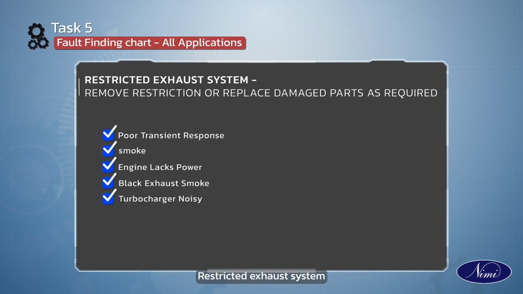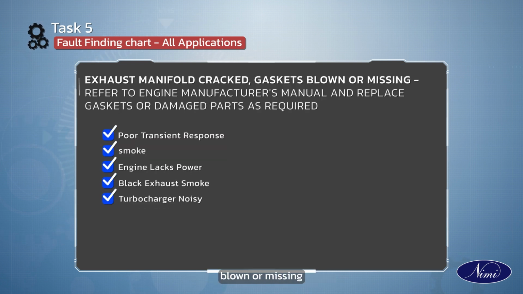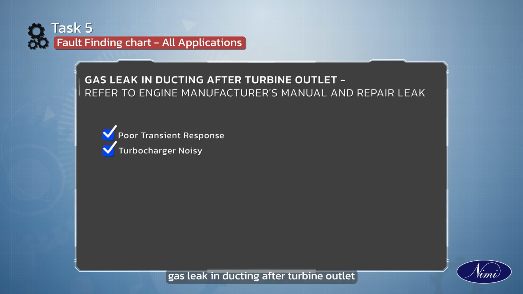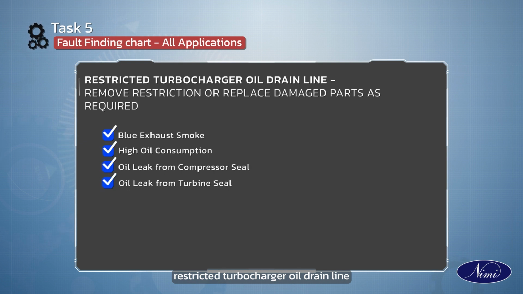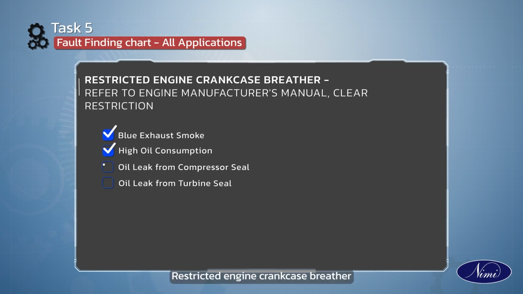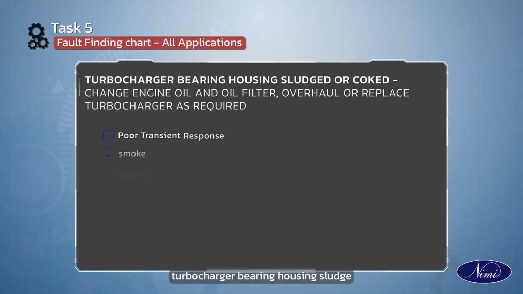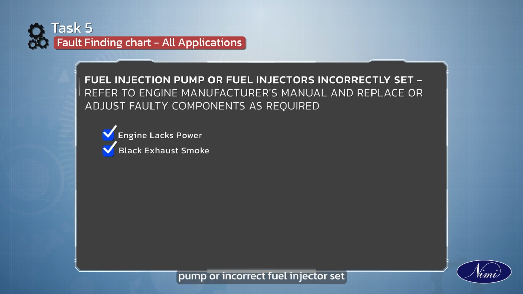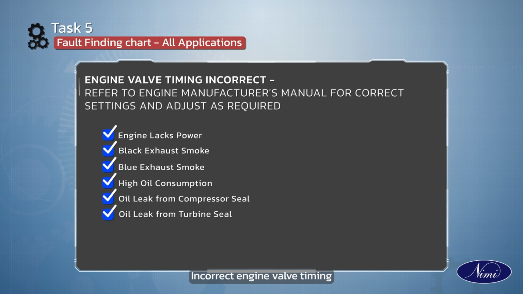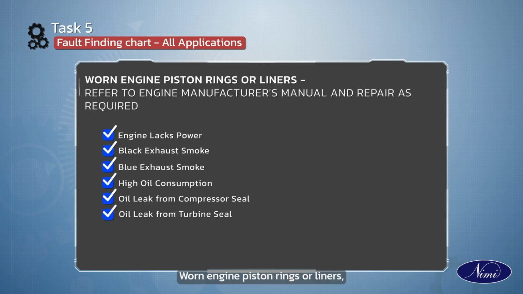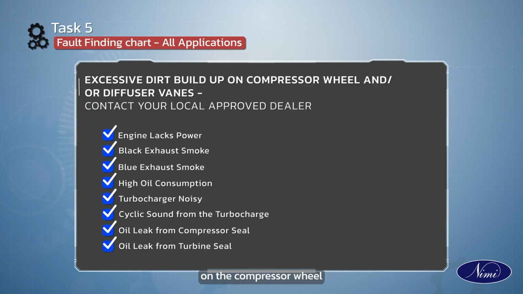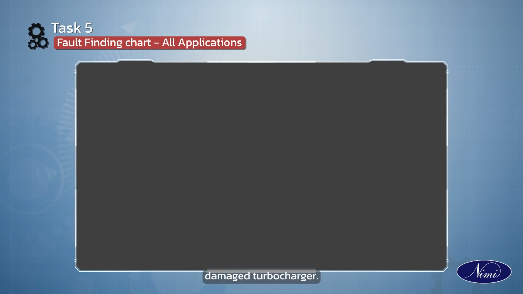restricted exhaust system, exhaust manifold cracked, gaskets blown or missing, gas leak at turbine inlet or exhaust manifold joint, gas leak in ducting after turbine outlet, restricted turbocharger oil drain line, restricted engine crankcase breather, turbocharger bearing housing sludged, fuel injection pump or incorrect fuel injectors set, incorrect engine valve timing, worn engine piston rings or liners, burnt valves and or pistons, excessive dirt build-up on the compressor wheel and or diffuser vanes, damaged turbocharger.